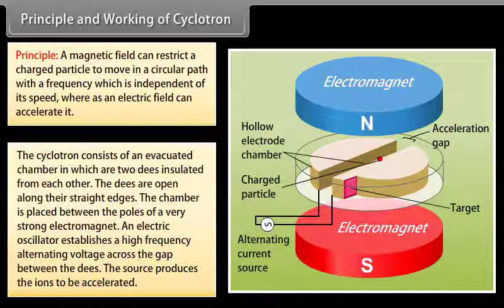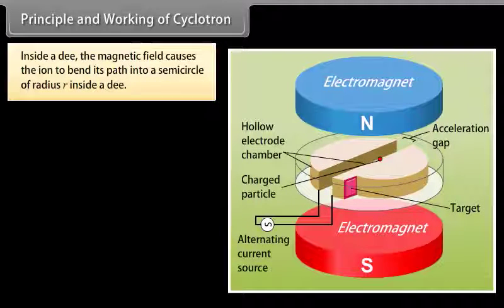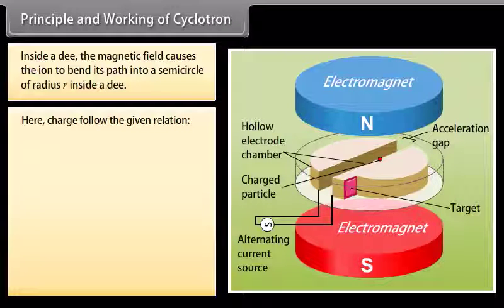Suppose an ion with a positive charge q and mass m is at the center of the gap when D1 is at negative potential with respect to D2. The ion is accelerated across the gap by the electric field between the Ds towards D1. Inside a D, the magnetic field causes the ion to bend its path into a semicircle of radius r inside a D. Here, charge follows the given relation: qvB = mv²/r.